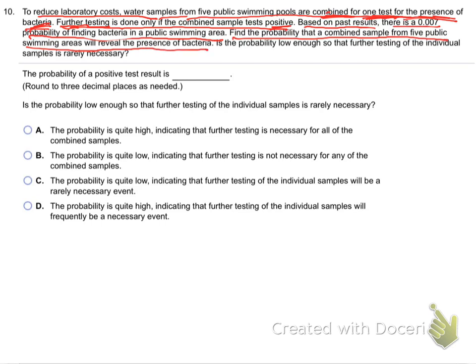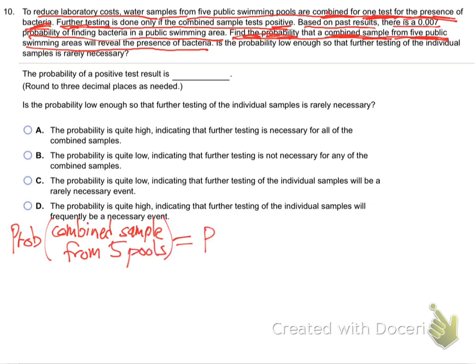Okay, that can be a pretty confusing question. Let's think about that. What they're really saying is, find the probability that a combined sample from 5 pools equals positive. That's what they're saying. Combined sample from 5 swimming areas reveals bacteria. Positive for bacteria.